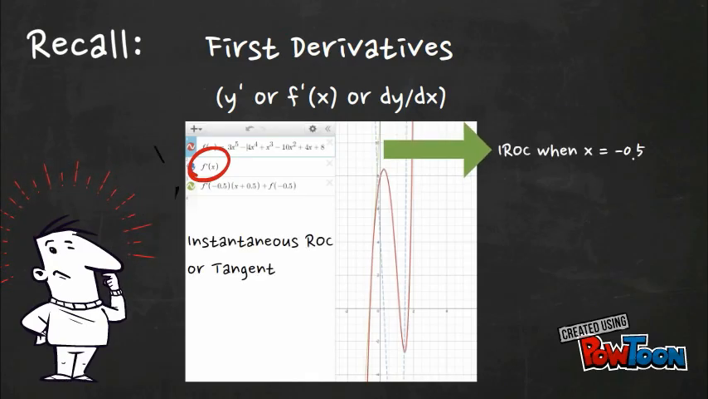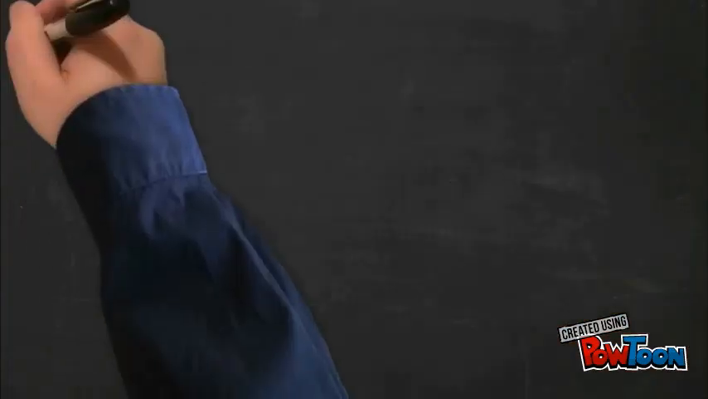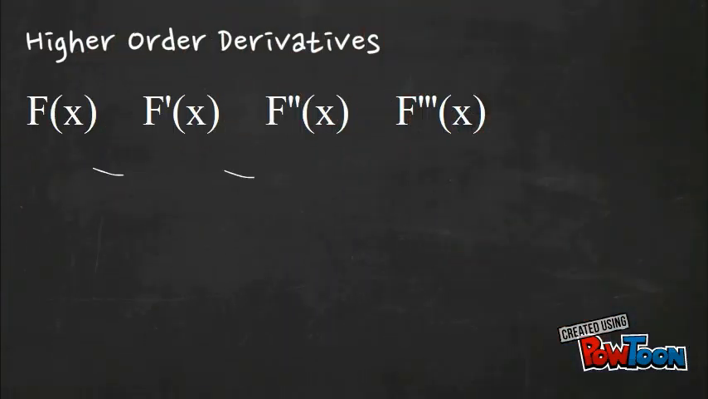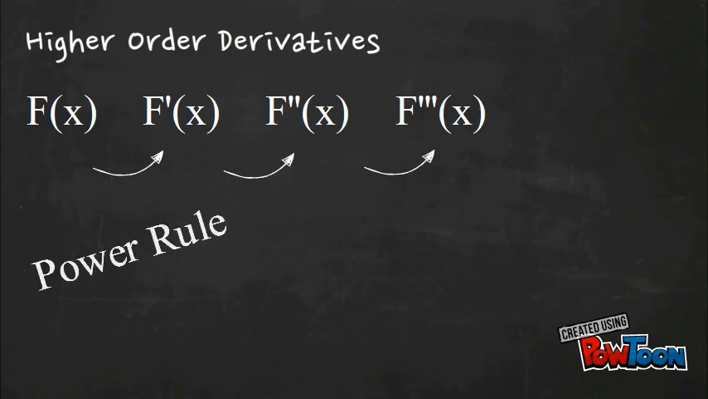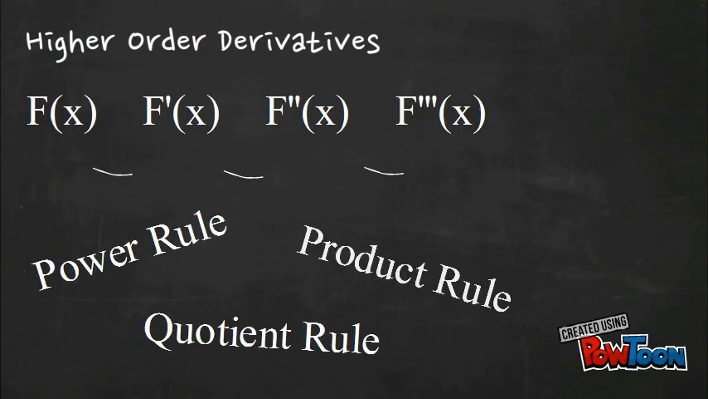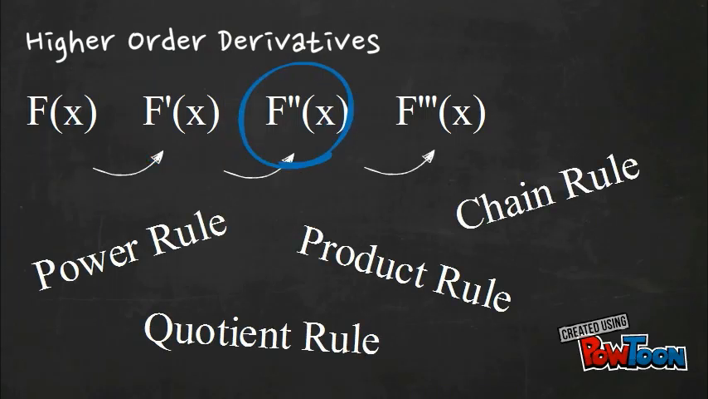Now this topic discusses higher order derivatives, which occur when you differentiate a derivative of itself. This can be done by using the power rule, quotient rule, product rule, or chain rule, as we already know. In this case, we'll focus on the second derivative the most.